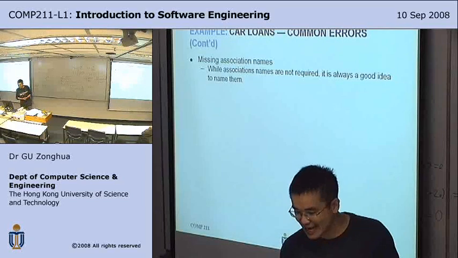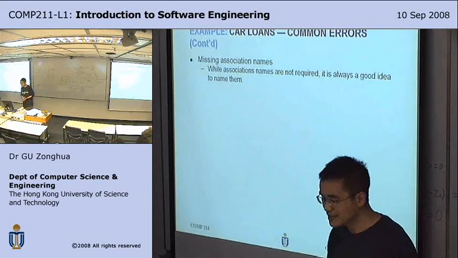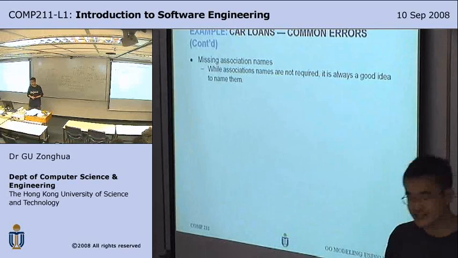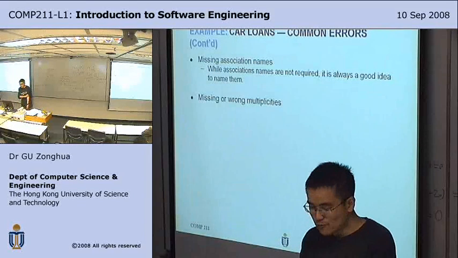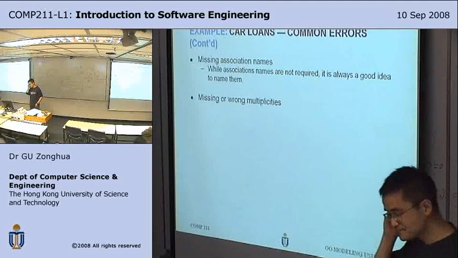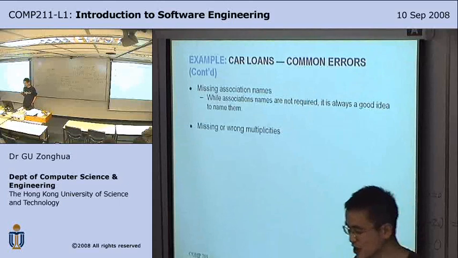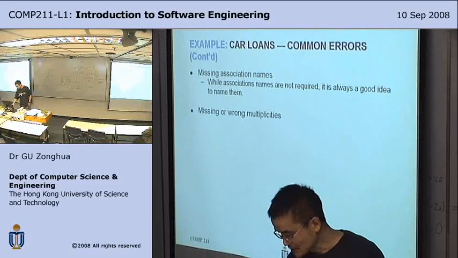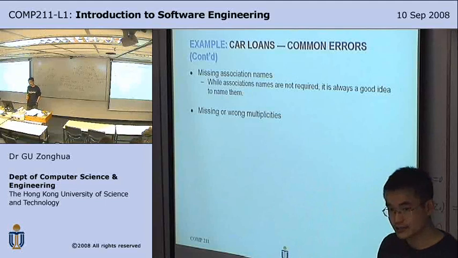Missing association names. Association names are optional. They're not required, but it's always a good idea to name them for readability purposes. Missing or wrong multiplicities. The multiplicities, that is 0..* or 1..*, these should always be added.